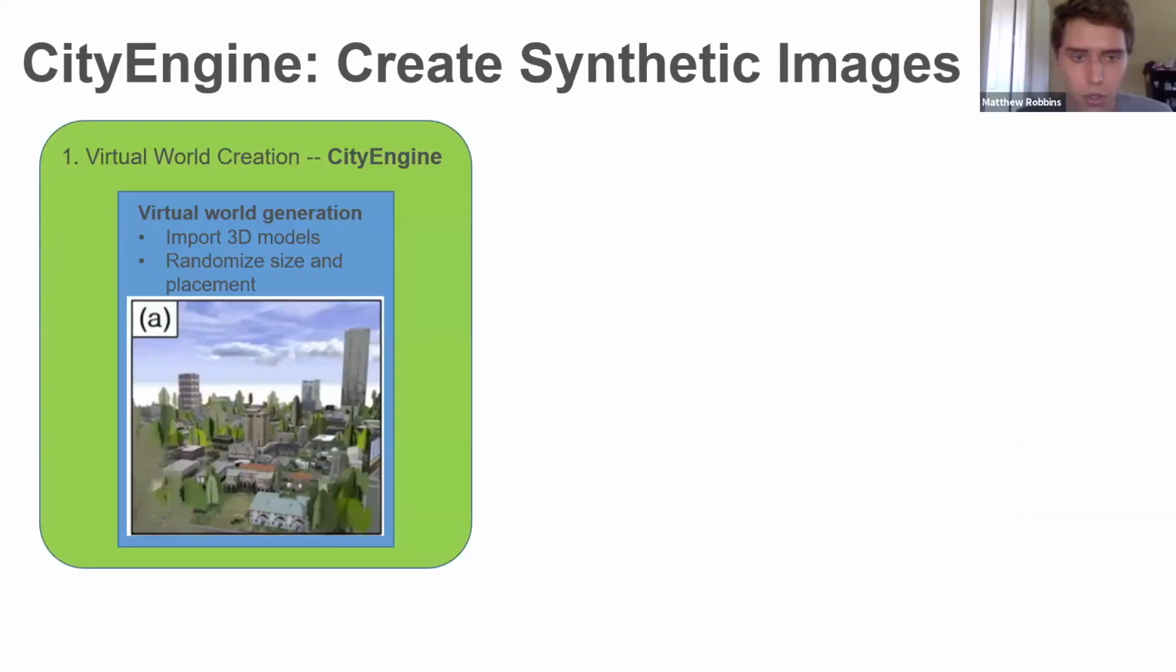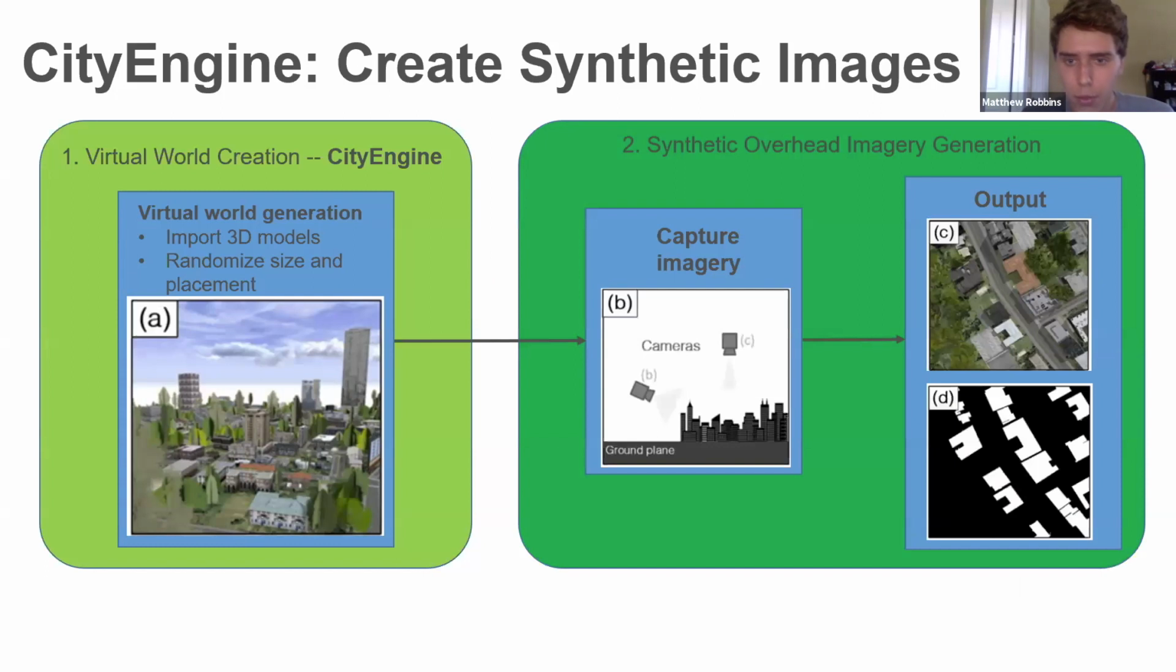Yeah, so to combat this problem, we proposed creating synthetic imagery. To do this, we used a virtual world creator called City Engine to import 3D models and then randomize their placement on pre-created landscapes. And then we took overhead imagery with a virtual camera, and we got these colored and black and white segmented outputs that we could use for training.